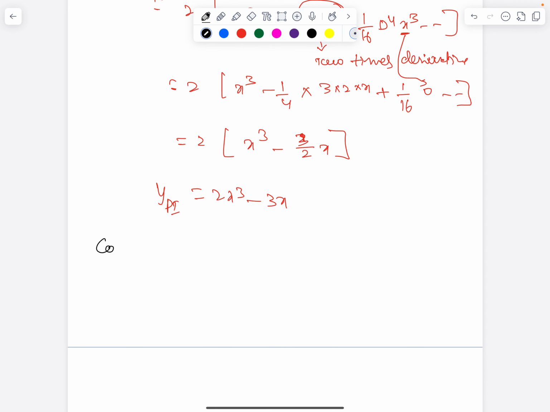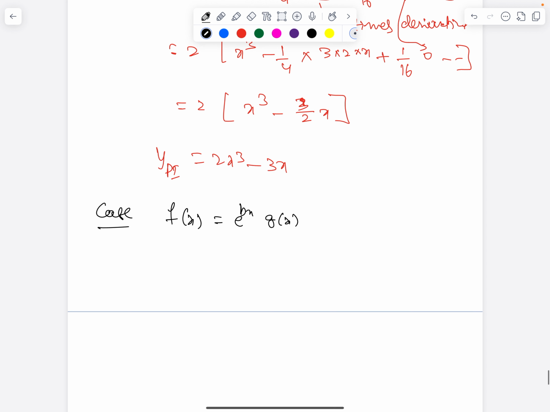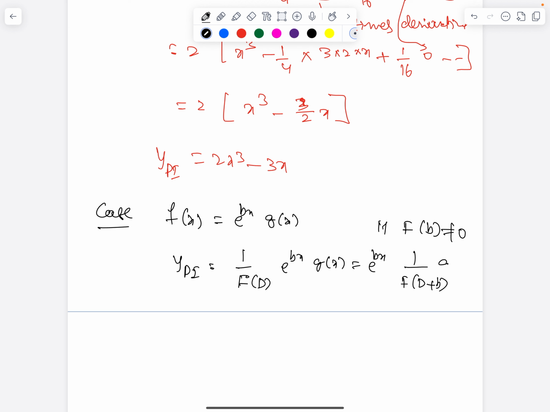So another case is that we haven't taken any mixed cases. Your f of x may be of the form e power bx into g of x. So how do you handle that situation? For example, we'll see that. In this case, ypi is equal to 1 by f of d into e power bx into g of x. And if f of b is non-zero, then e power bx you can pull it out by replacing derivative by d plus b on g of x.